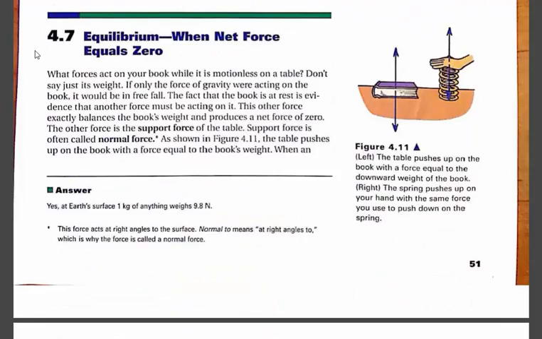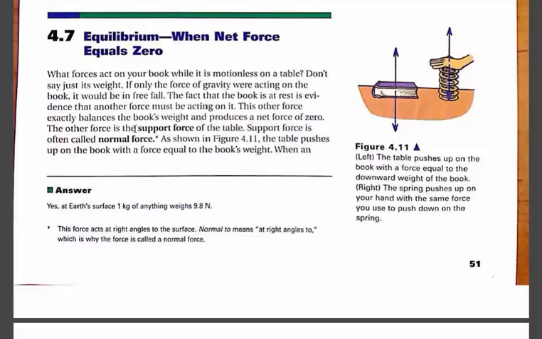Section 4.7, Equilibrium, when the net force equals 0. What forces act on your book while it is motionless on a table? Don't say just its weight. If only the force of gravity were acting on the book, it would be in free fall. The fact that the book is at rest is evidence that another force must be acting on it. This other force exactly balances the book's weight and produces a net force of 0.